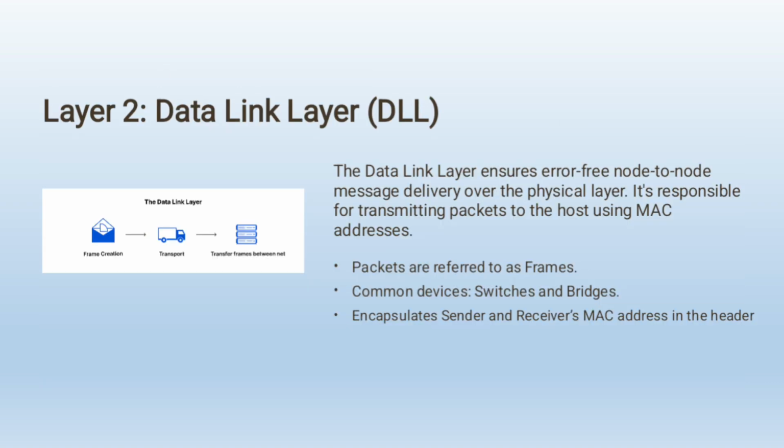Next one, data link layer. The data link layer transforms the physical layer, a raw transmission facility, to a reliable link and is responsible for node to node delivery. It makes the physical layer appear error-free to the upper layer. Specific responsibilities of the data link layer.